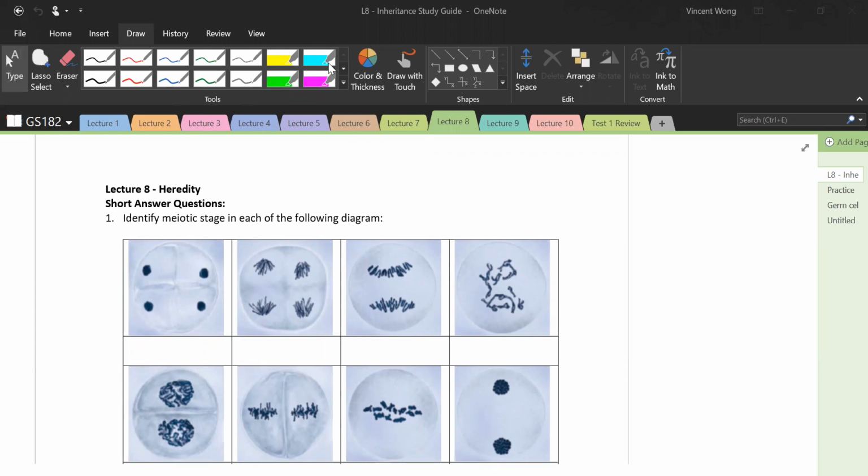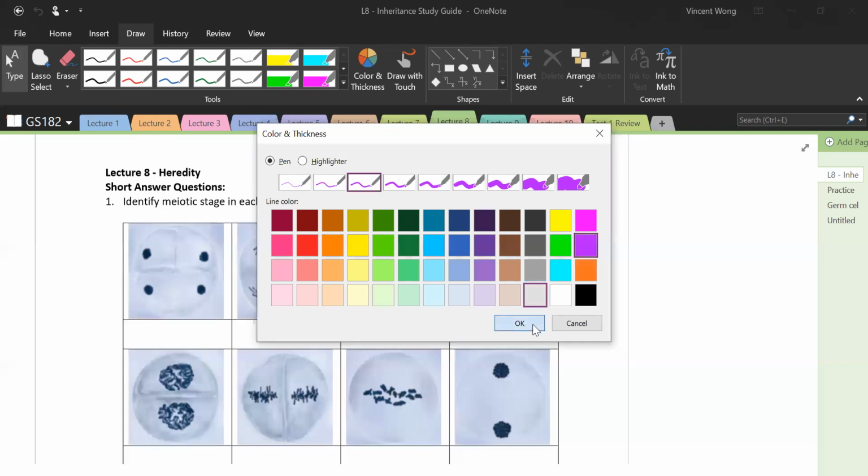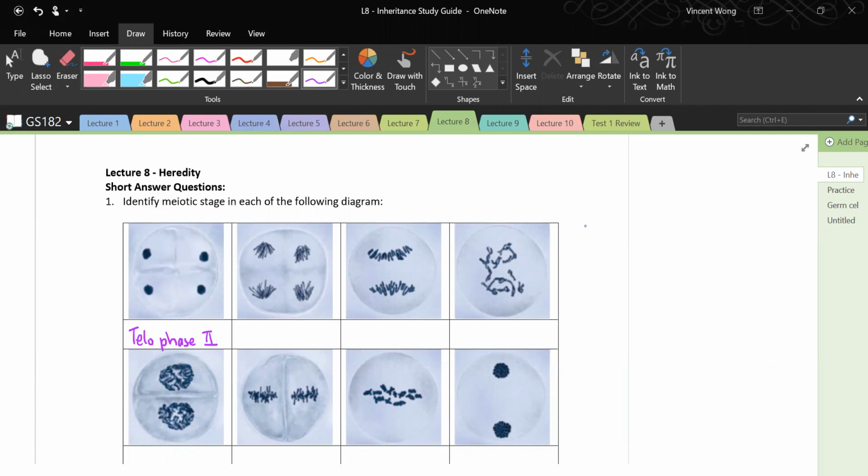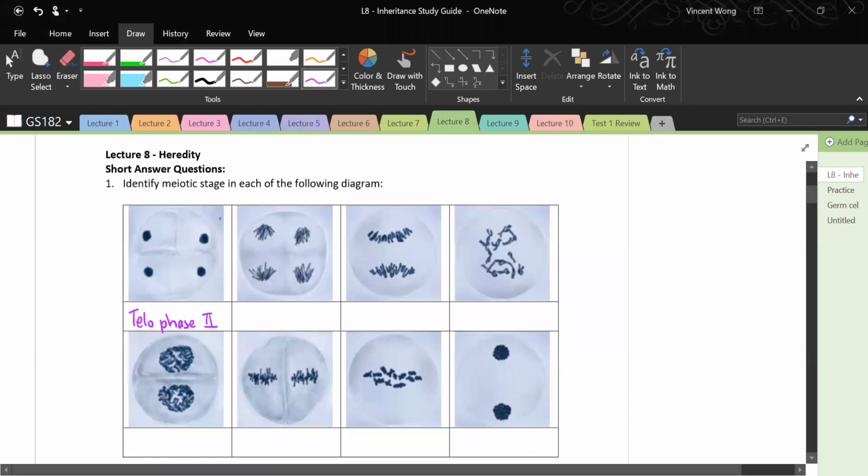So over here, the first picture, it is telophase 2. And you can see it's telophase because now you pretty much have 4 cells. So it's an indication that it is the last step of the meiotic division. Okay, so over here, this is actually 2 separate cells. And in each of the cells, the chromosomes are being pulled to the opposite end of the cell. So we know this will be anaphase 2.